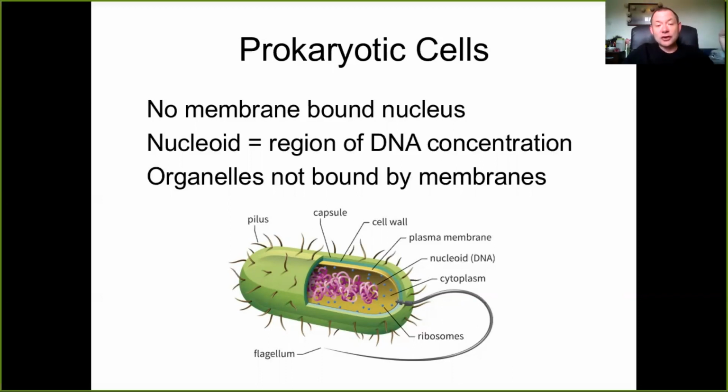It's a very simple structure, the prokaryotic cell. It has various structures around it. It has the pili, capsule, cell wall, plasma membrane, nucleoid, cytoplasm, ribosomes, the protein factories of the cell, and the flagella to allow the cell to move around. I'll explain what these different structures do shortly.